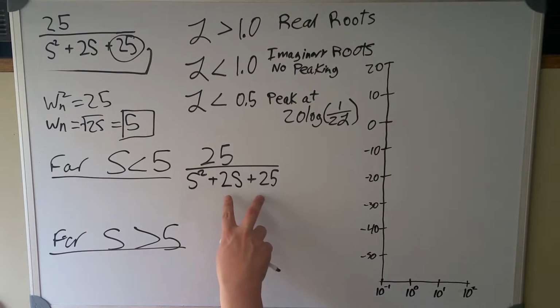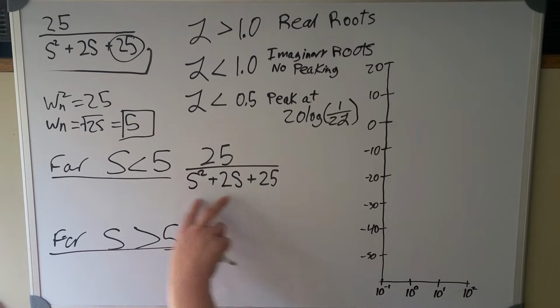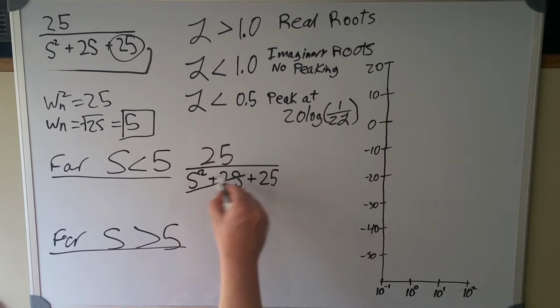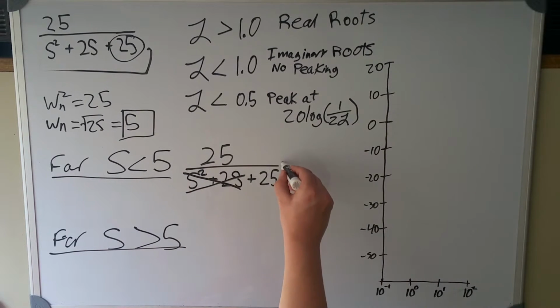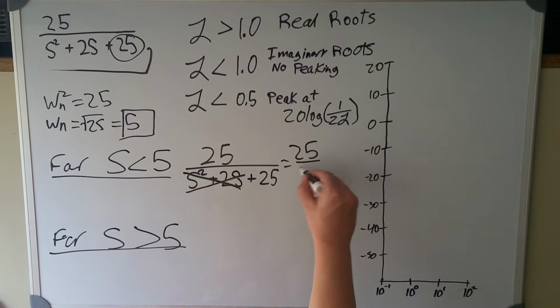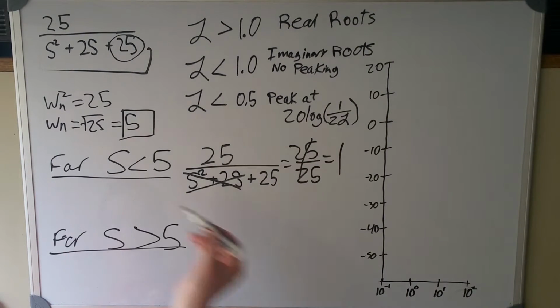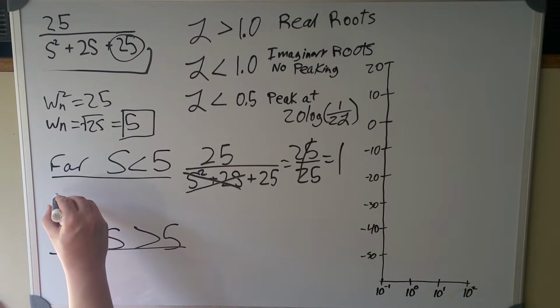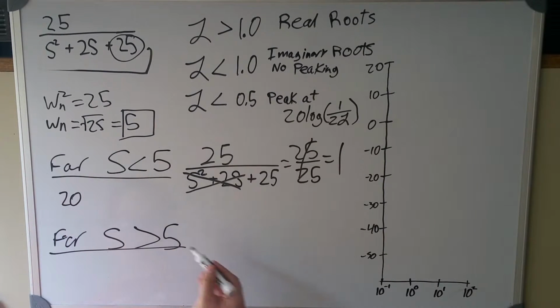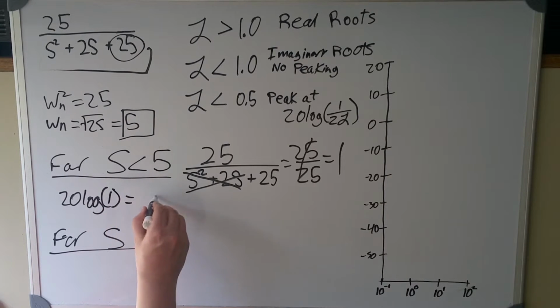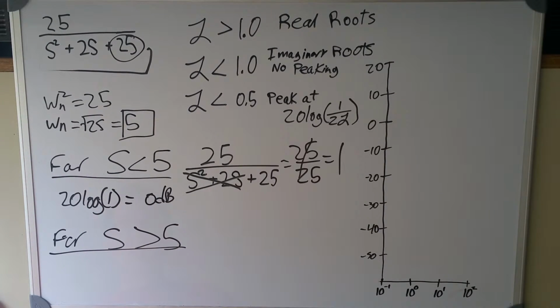Here, for s less than 5, we will cross out s squared plus 2s, leaving us 25 over 25. That's 1. So then, just for the procedure, 20 log, turning this into dB, of 1 is equal to 0 dB. So any point where s is less than 5 is 0 dB.